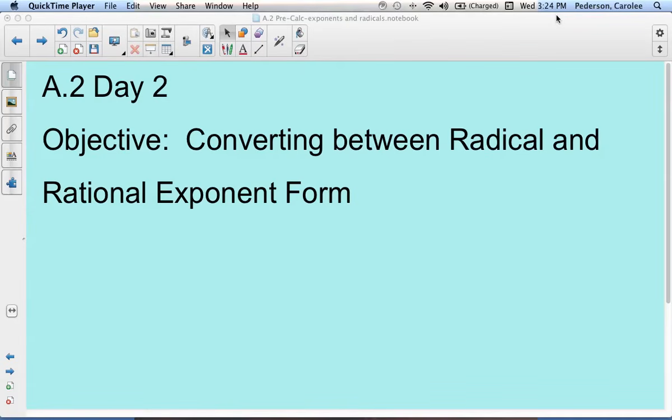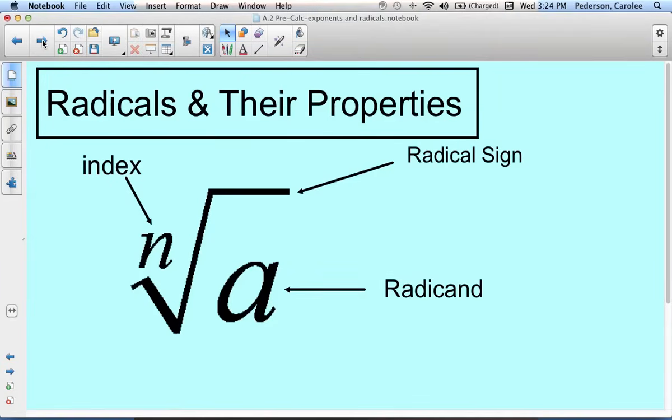This topic is converting from a radical to a rational exponent and back. Here are just some of the properties of a radical. This piece is called the radical sign. This piece is called the radicand. And this piece is called the index.